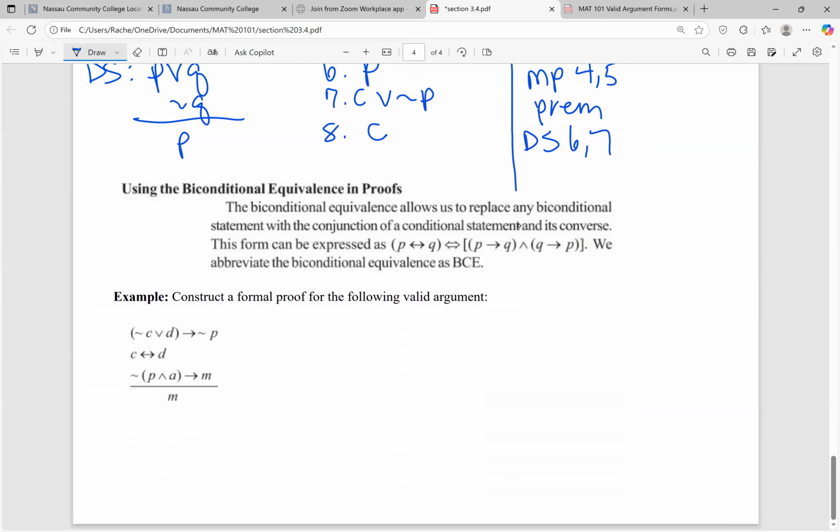So we have one more example, and that's going to be using the biconditional equivalence. So just a reminder, the biconditional, P if and only if Q is equivalent to P implies Q and Q implies P. And we use BCE for biconditional equivalence.